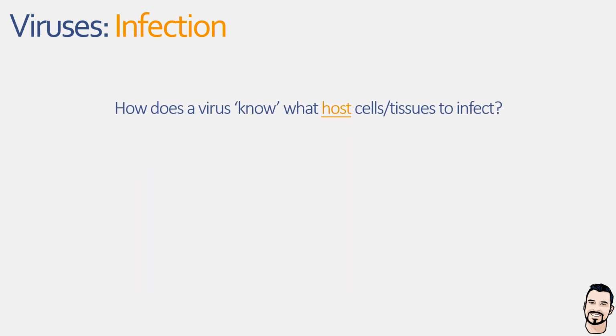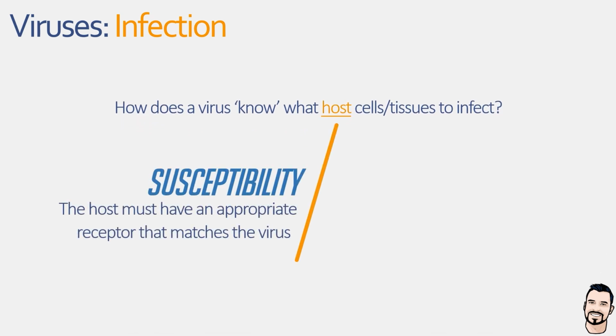The first of which is the susceptibility of the host cell. For a virus to infect a target host cell, it must have a receptor that matches a protein on the surface of the virus. Now, in terms of susceptibility, this means some viruses only infect certain hosts. So for example, some viruses only infect humans, whilst others infect animals. And this is because only certain hosts have the correct receptor for that virus.